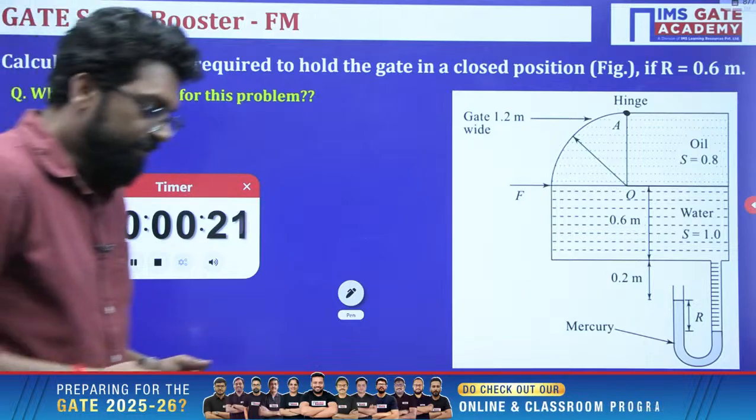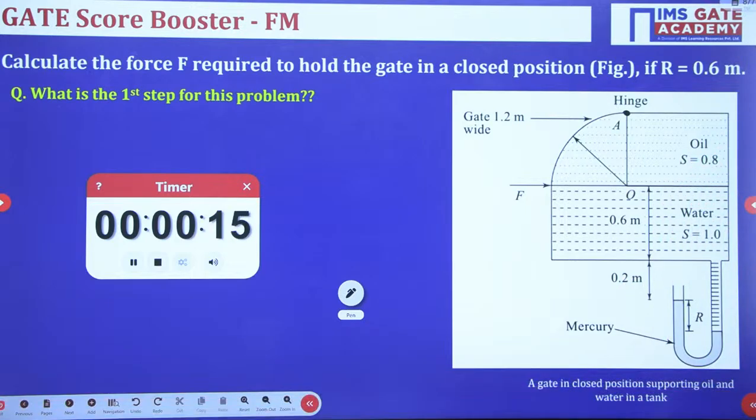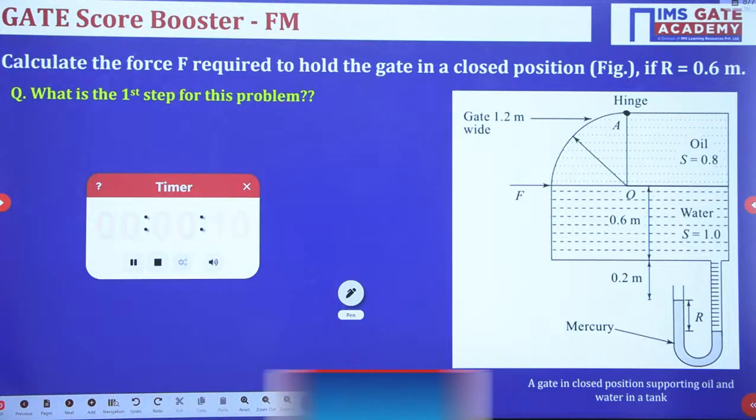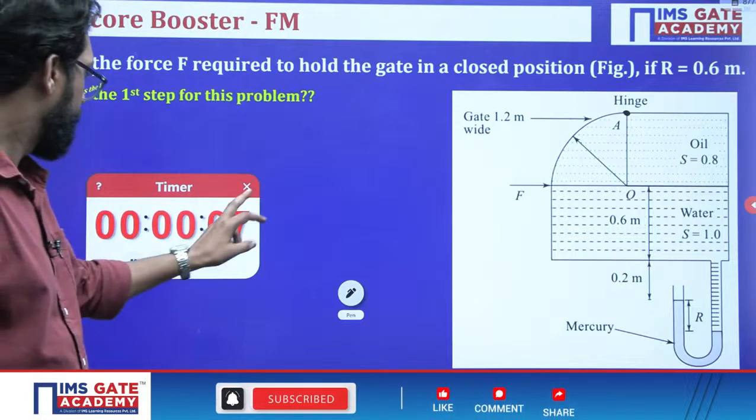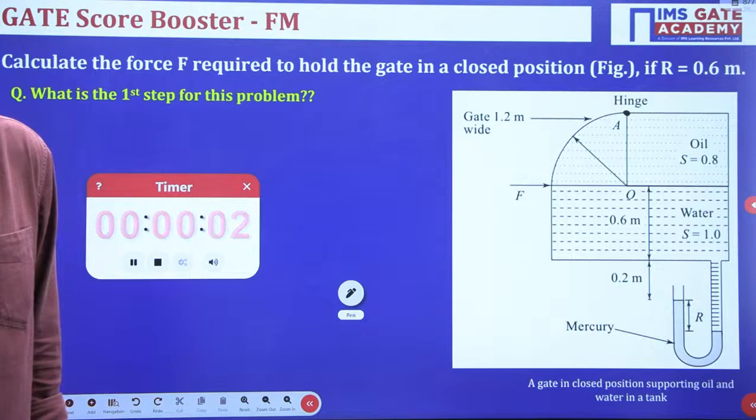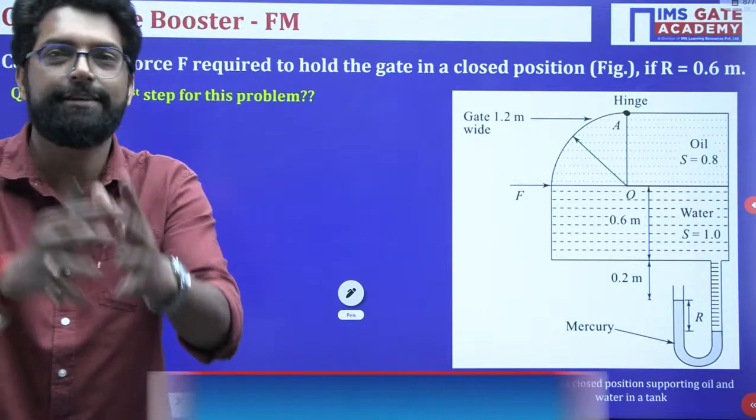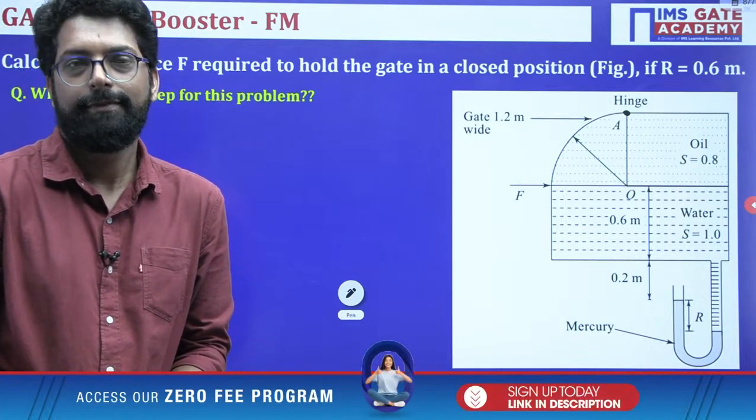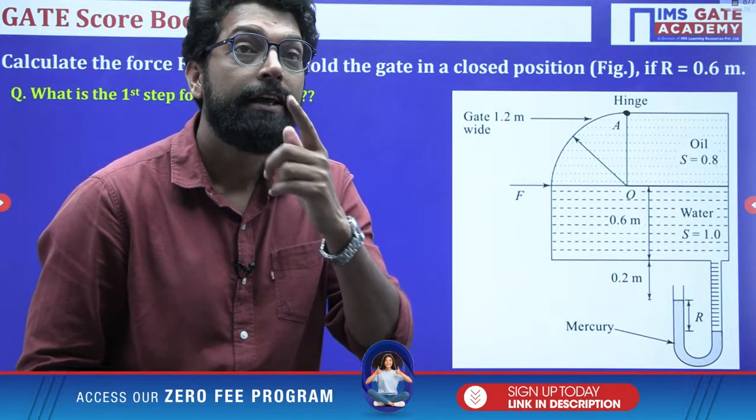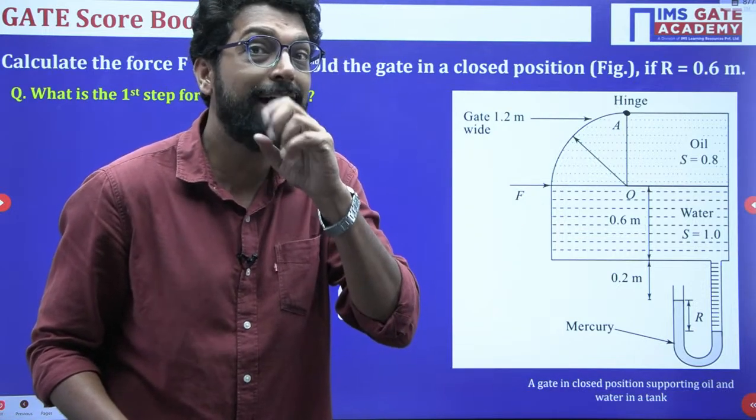What is the first step? Pressure variation and the horizontal force balance. This is not a first step. The first step is, what is this F? F is your hydrostatic force.